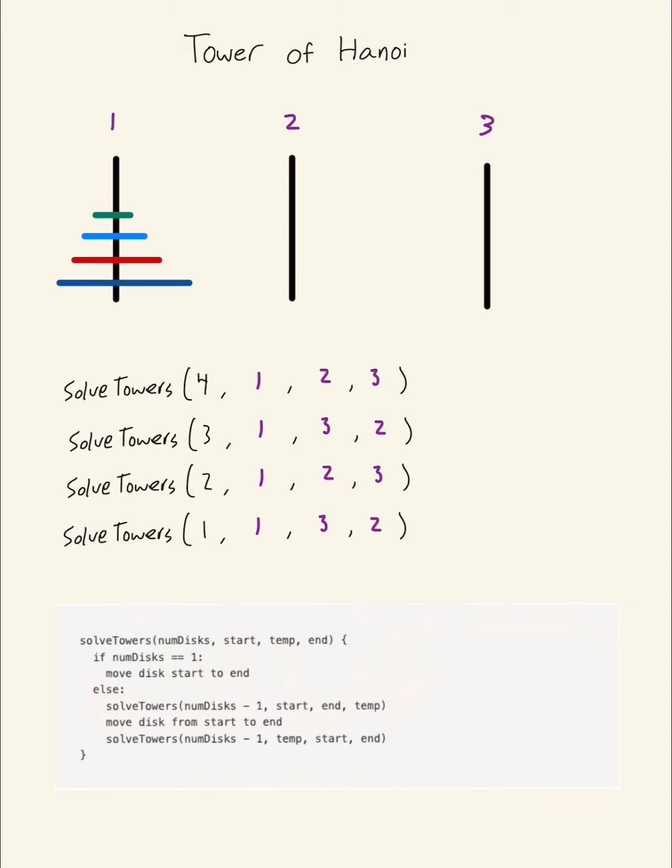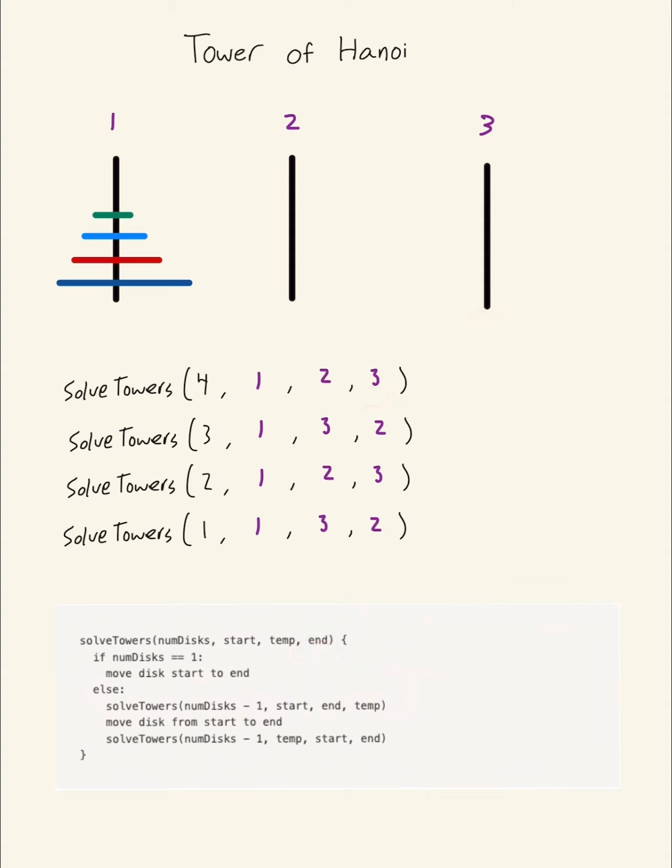So I want to walk through the recursive algorithm here and how we go all the way down to the base case and the logic behind it. So let's start off by calling solve towers on the entire tower of size 4. We call solve towers size 4, and we're going to start by using the first pole as the start. We're going to be using the second pole as the temporary pole, and we're going to be using the third pole as the end.